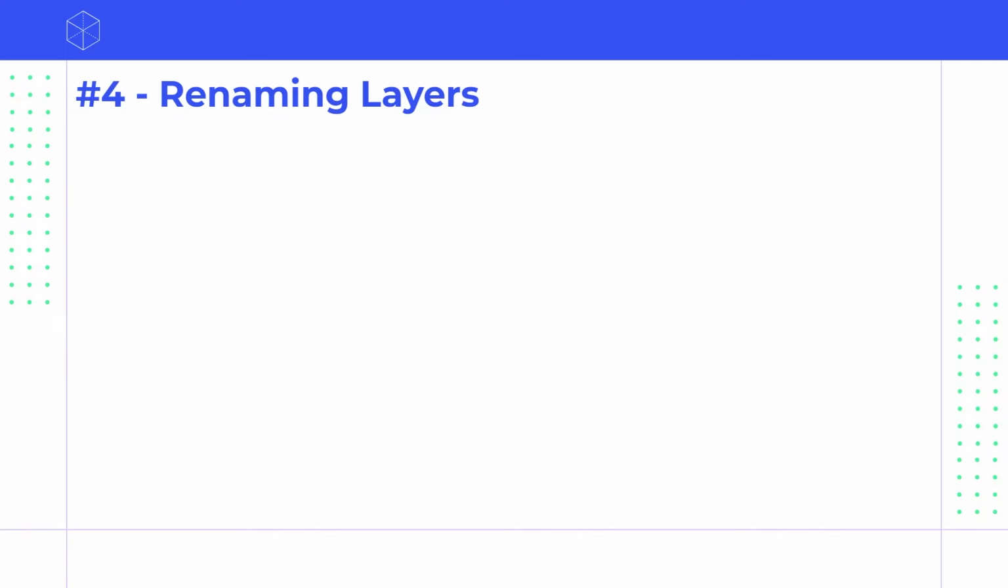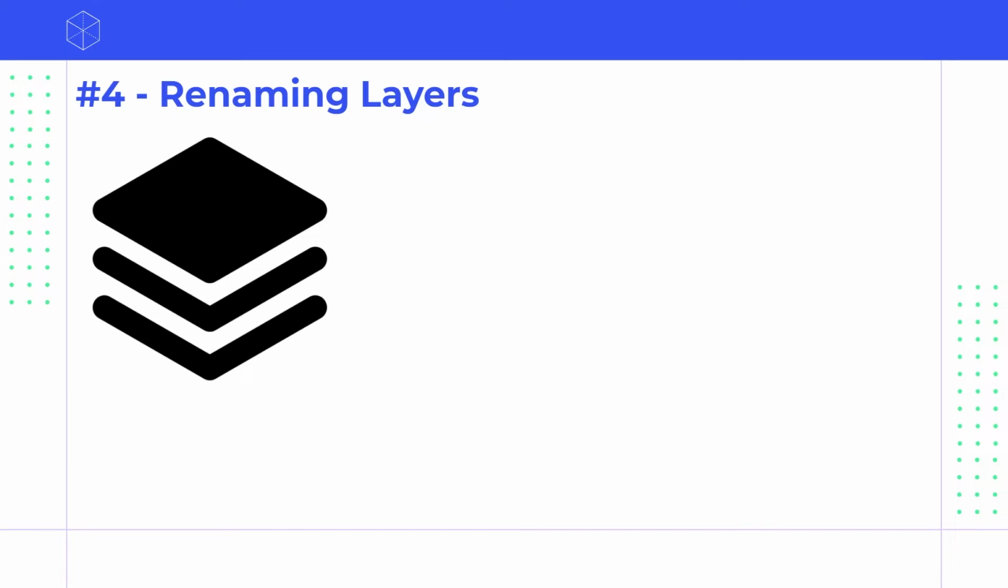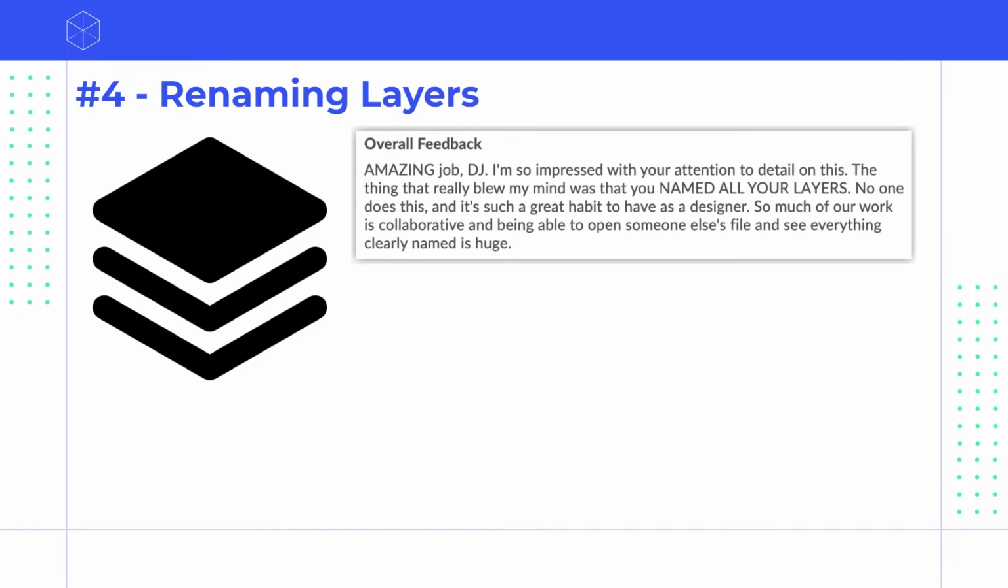Number 4. Renaming layers. It's no secret that I love organizing. I love to be really, really organized. And with programs that work with layers, you usually have the option to rename them, right? I love organizing so much that this is a comment that my instructor left me on one of my assignments.